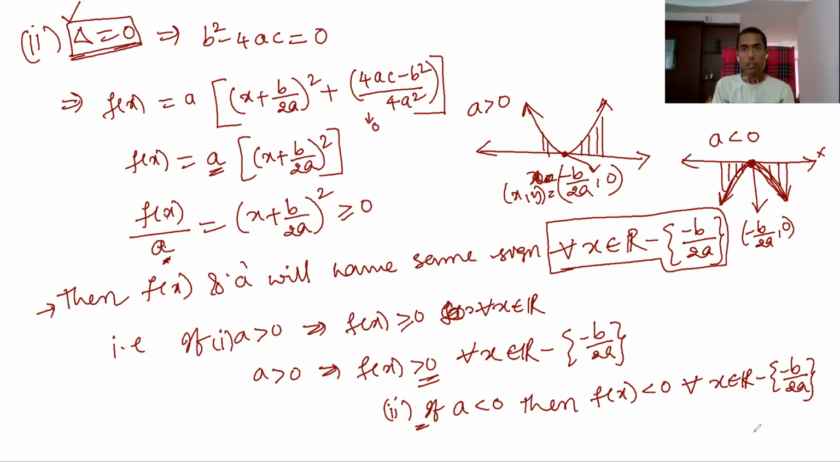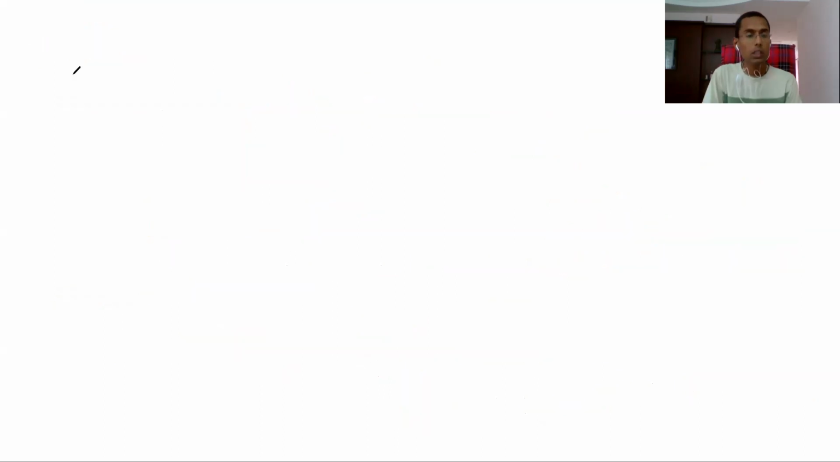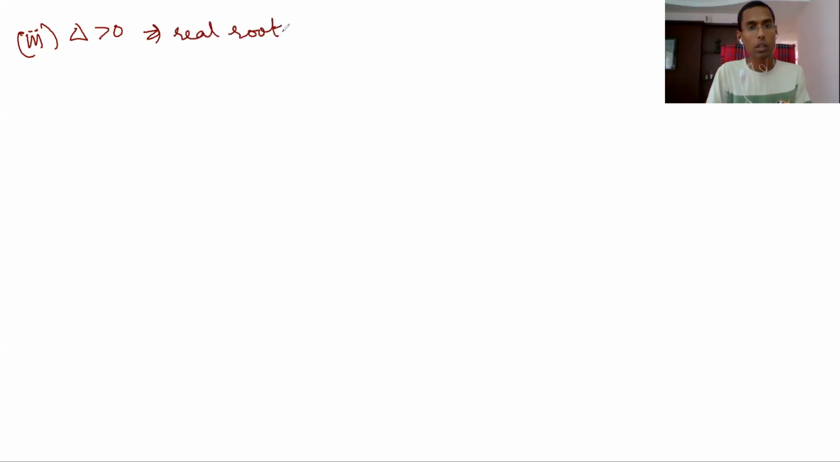So now let's take the next one. Case 3 is delta greater than 0. If delta is greater than 0, that implies there must be two real roots. What are the real roots? Let's say alpha comma beta are the real roots. That implies alpha is less than beta. Let's take alpha and beta here.